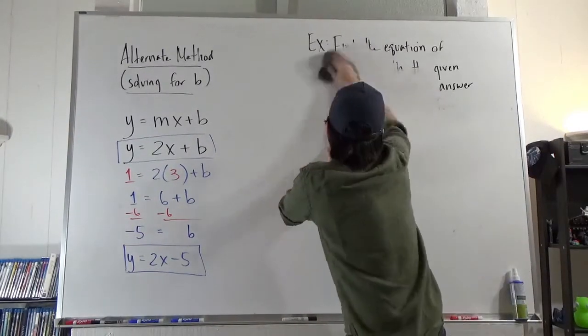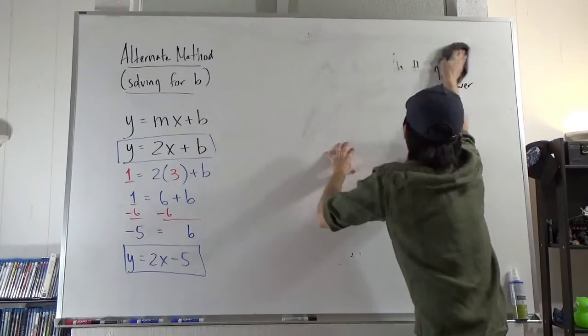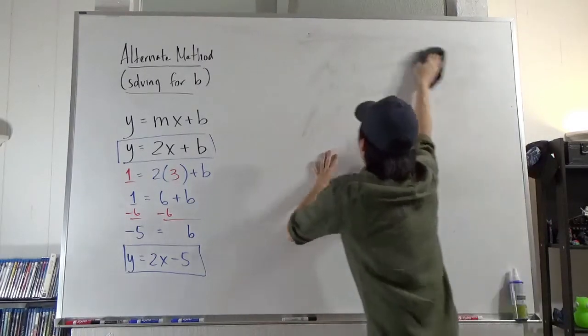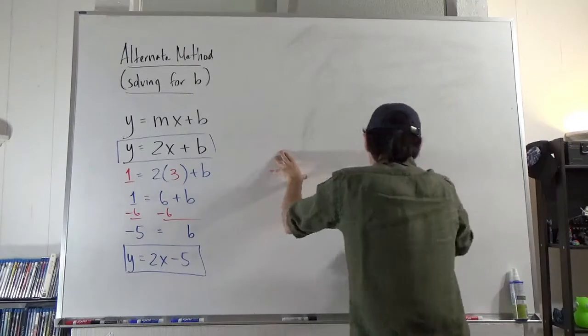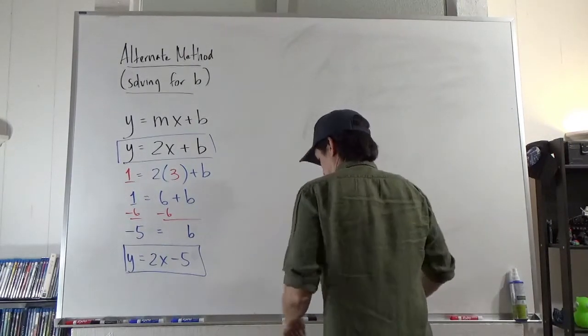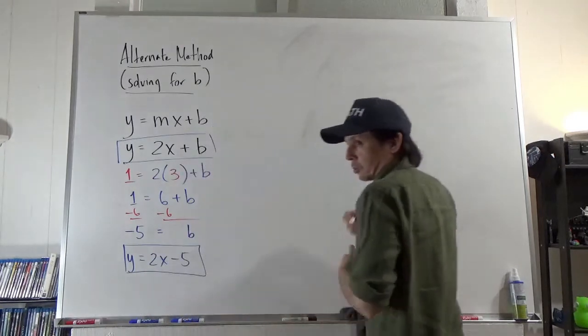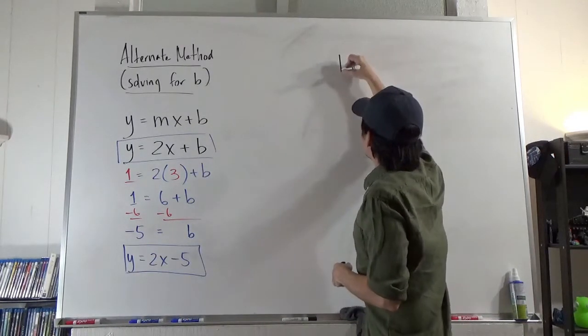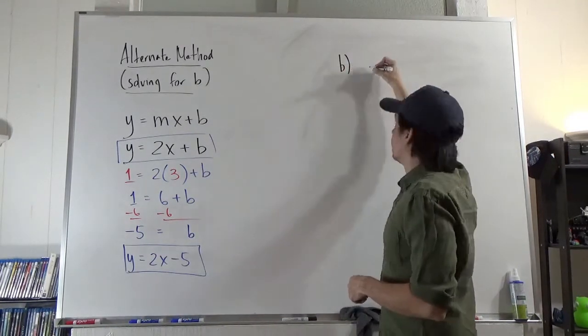Instructions are the same. We're going to do a bunch of these. Find the equation of the line, set it with the given criteria. So part B, I guess. I labeled it part A, part B.